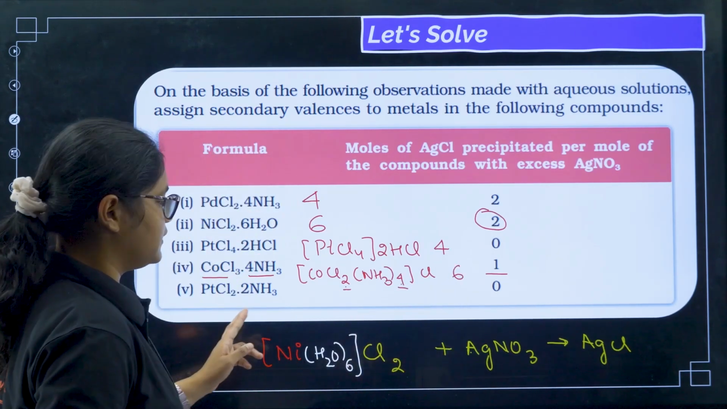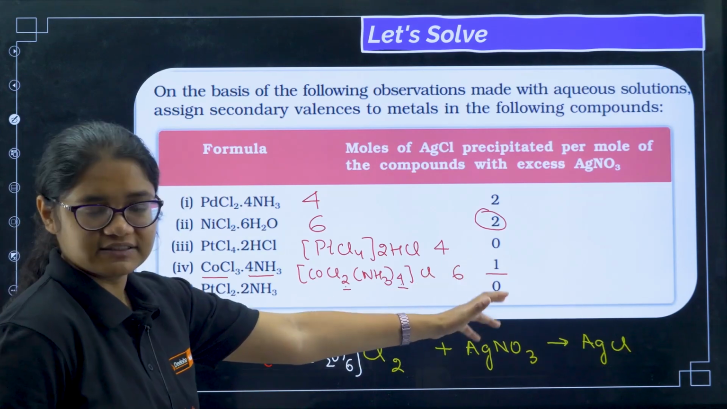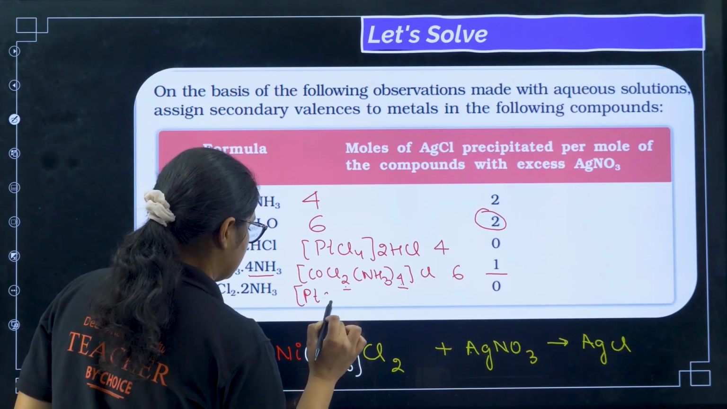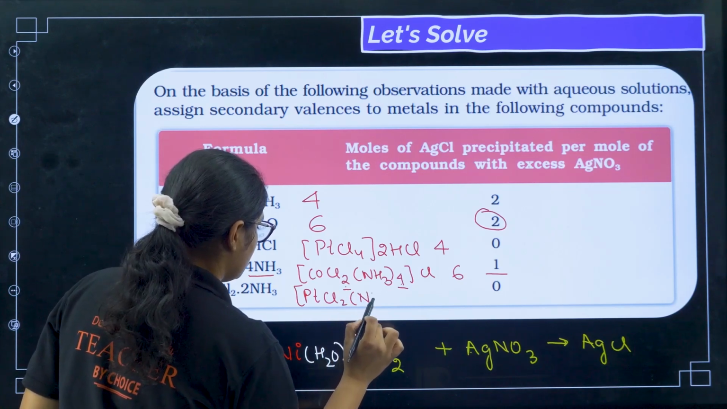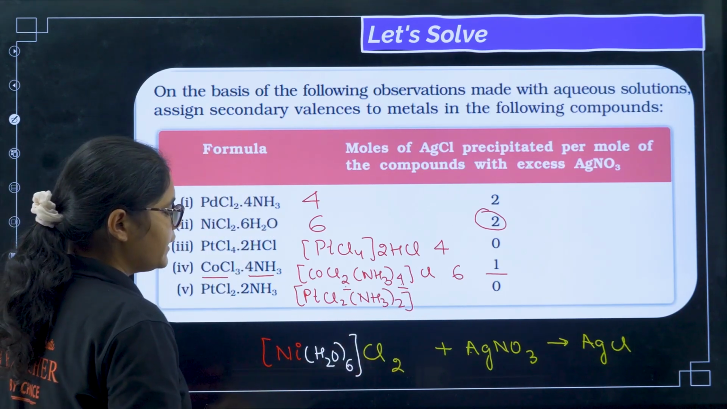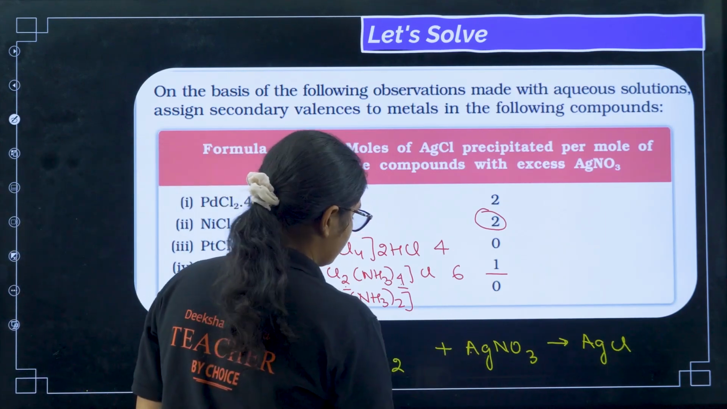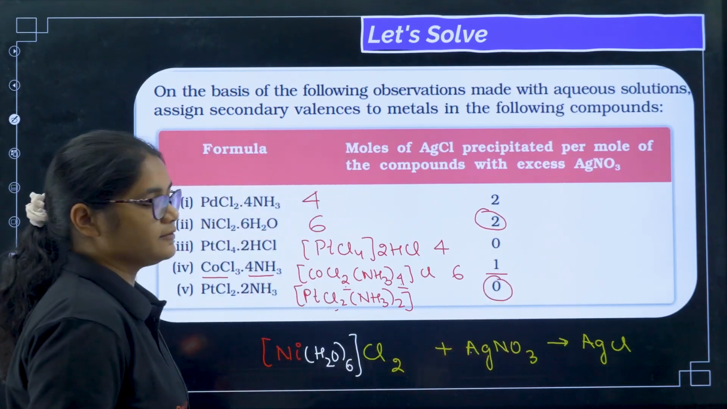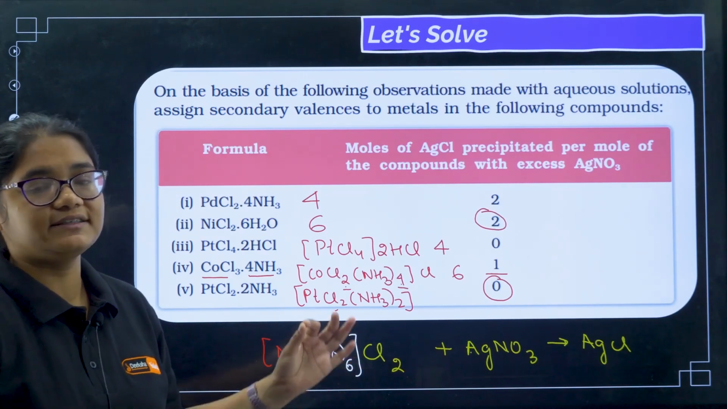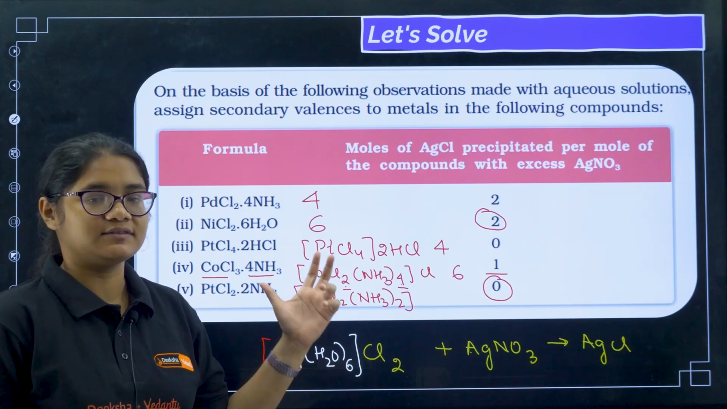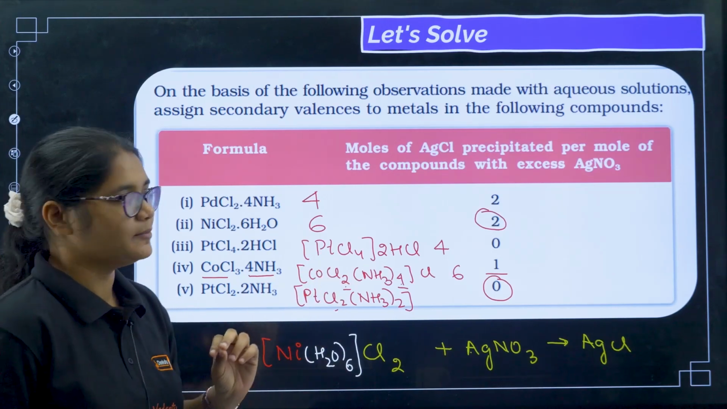Now if you see here, there are 0 moles of AgCl, right? All the chlorine are present inside. So we have [PtCl2(NH3)2]. So if all the chlorine is inside, it cannot react with AgNO3, which is why you find that 0 AgCl is formed. That is how the secondary valency and primary valency questions are asked in the examination.